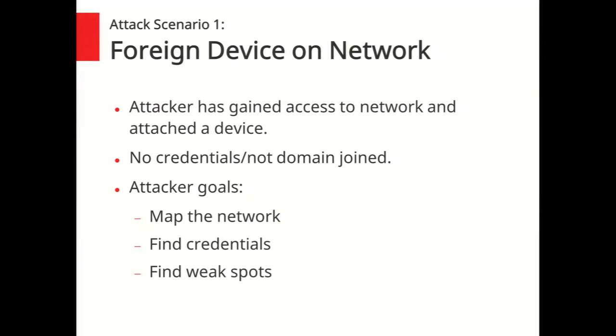So scenario one is a foreign device on the network. Someone has tailgated their way into your environment, and they've dropped a Dropbox on your network somewhere. You don't have 802.1x or NAC, which would be nice, so they're on your network, but they don't have credentials. They're not domain joined. They're just trying to figure out where they can go from there. This is my story earlier of getting a red team attacker to swear at me. This was their scenario.